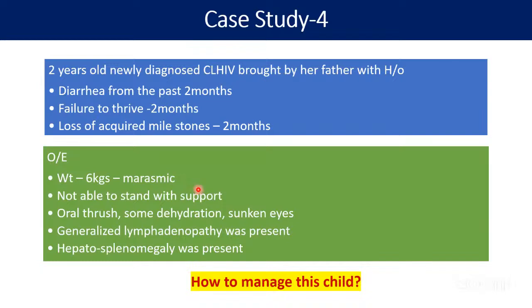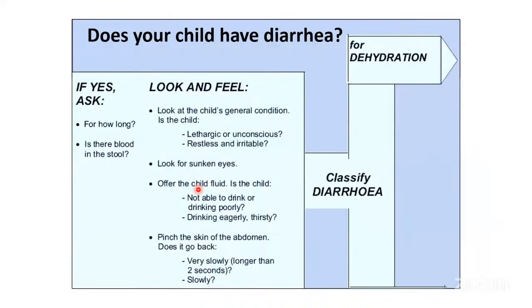Stage 3 and stage 4 disease in this child. So how do you manage this child? Whenever a child comes to you with diarrhea, ask how long? Is there any blood? And look for danger signs: lethargic, unconscious, irritable, restless, sunken eyes, whether able to feed or drinks eagerly, and look at the skin pinch. If you pinch the skin, if it goes very slowly, more than 2 seconds or slowly, then you classify diarrhea.